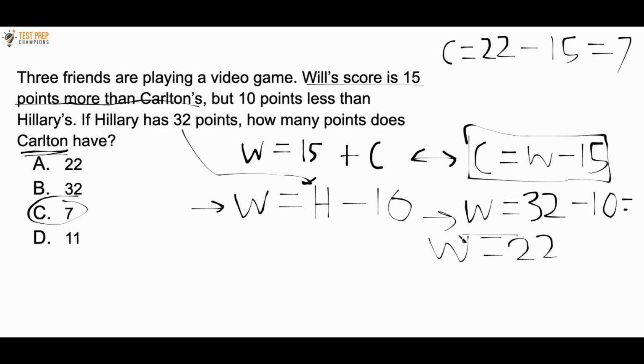So I knew that Will's score was 22, and the last step was to use this equation right here, where it says C equals W minus 15. I plugged 22 in for W and got the answer of 7. So that's one way to do this question.